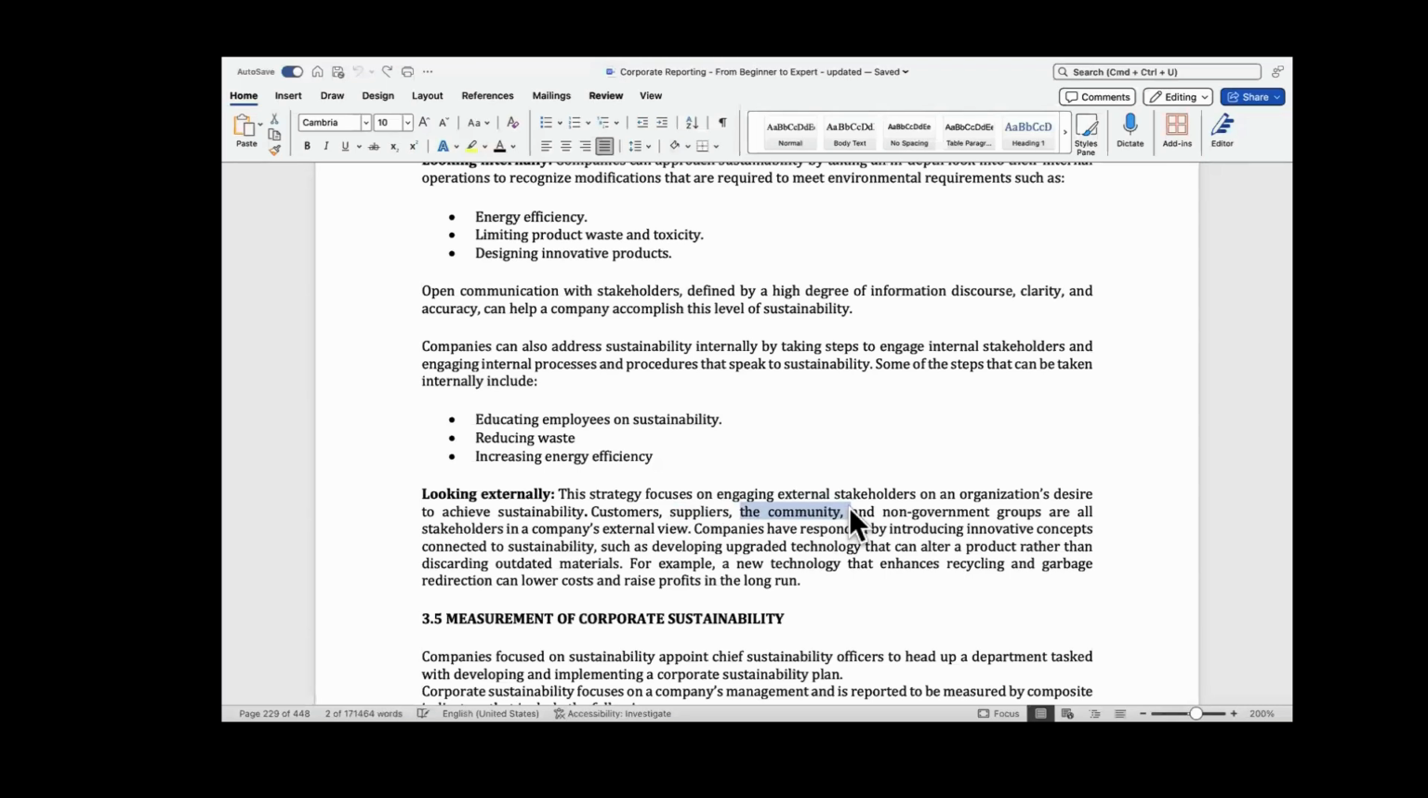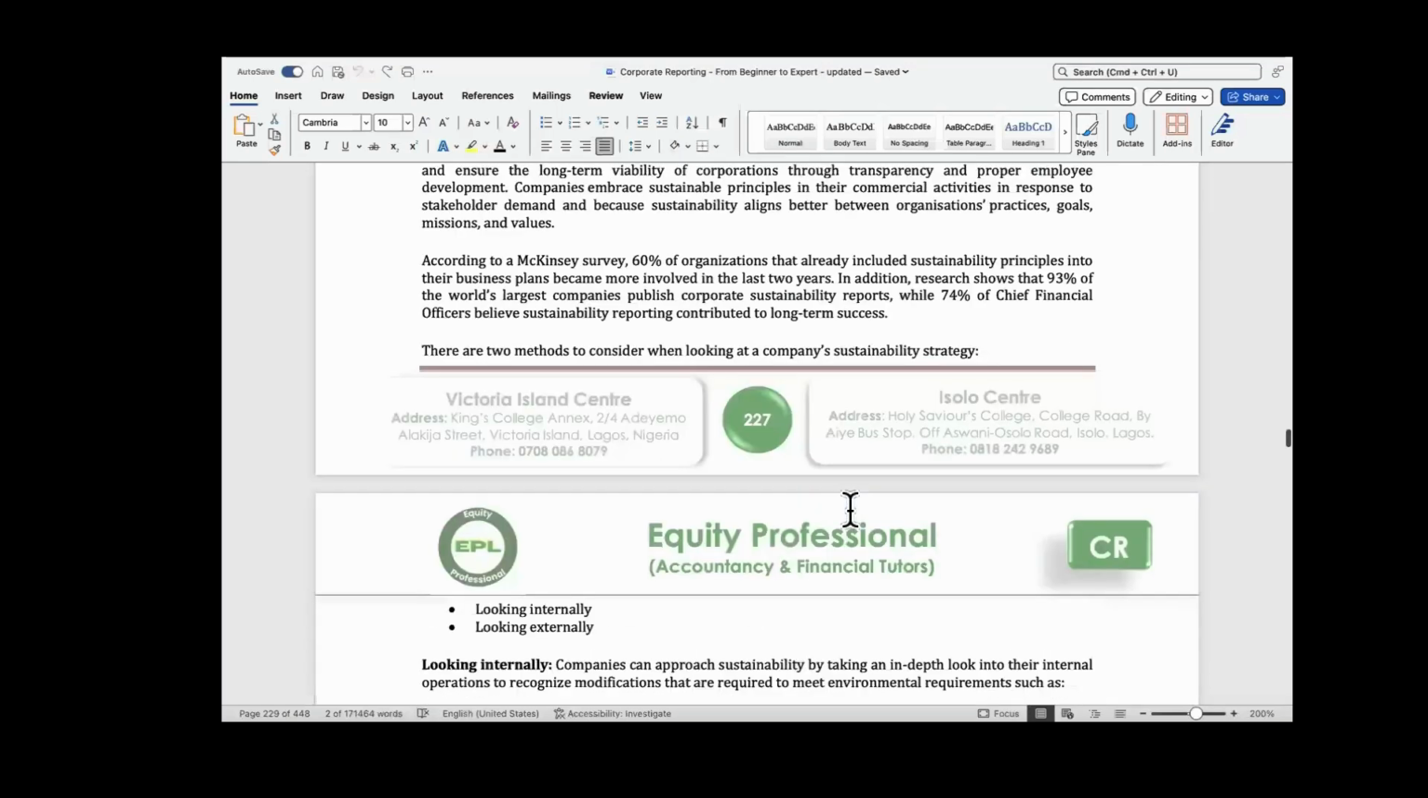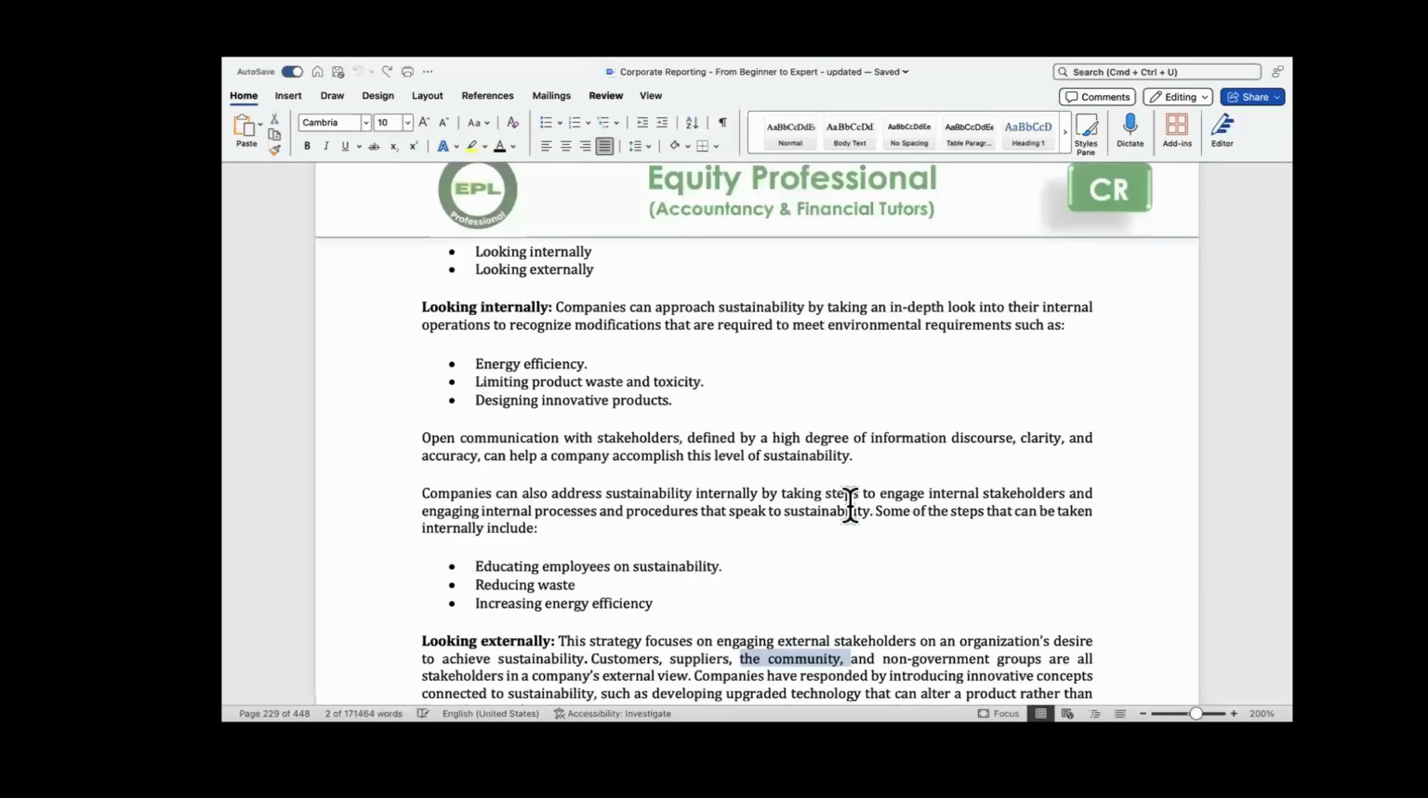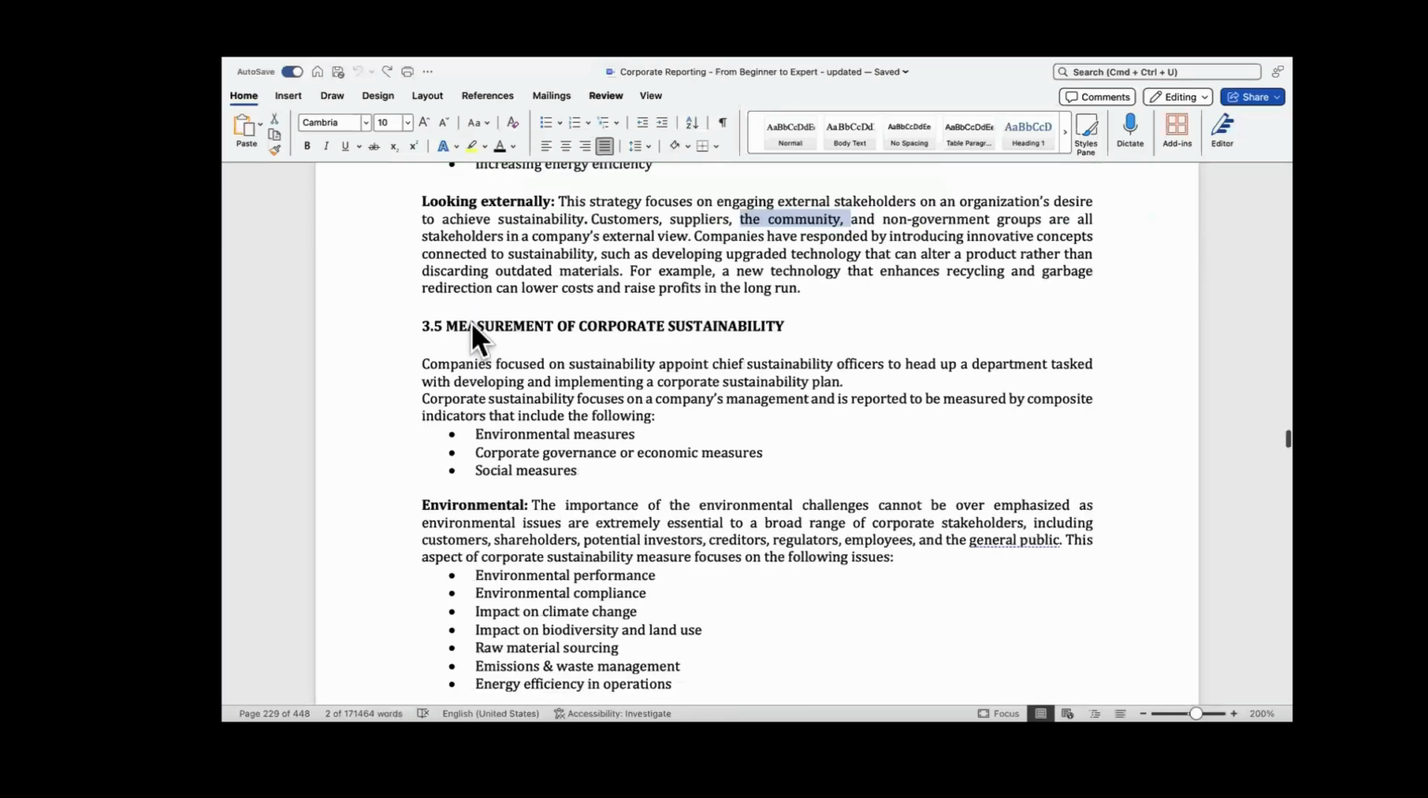So these are ways, and if you know anything around sustainability, this one is very key: how organizations can be sustainable. So how do they measure sustainability reports? That one we can easily just fly through.